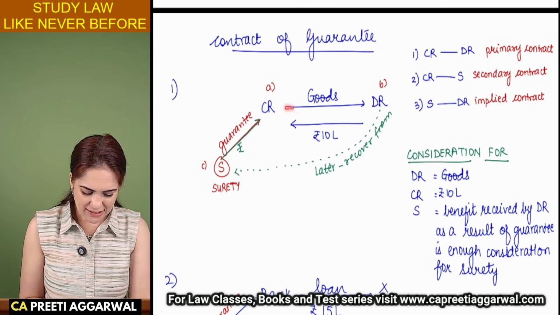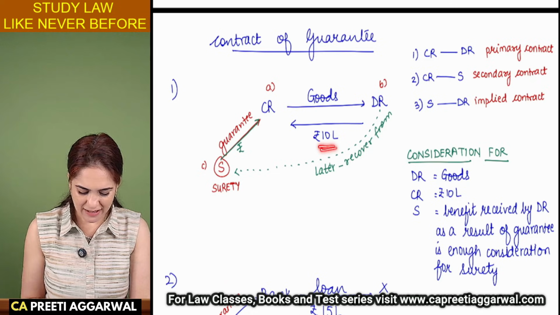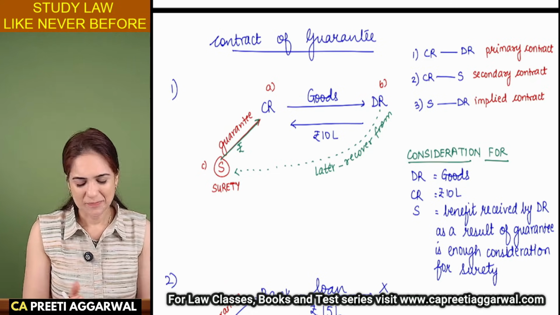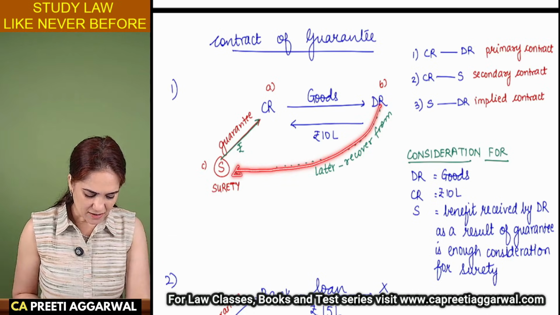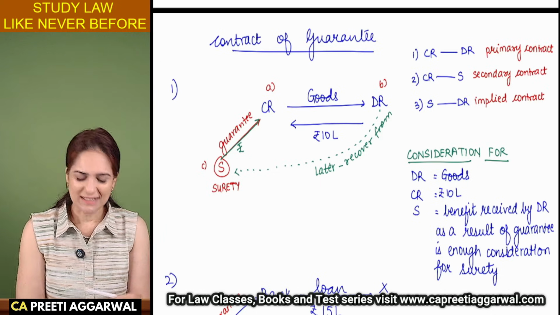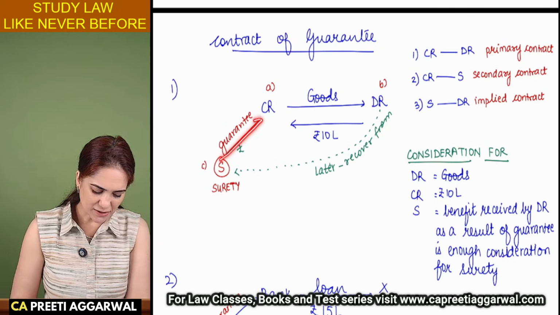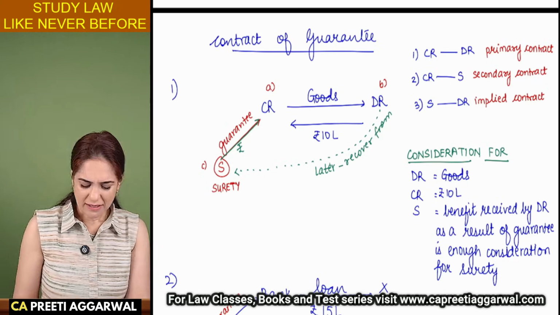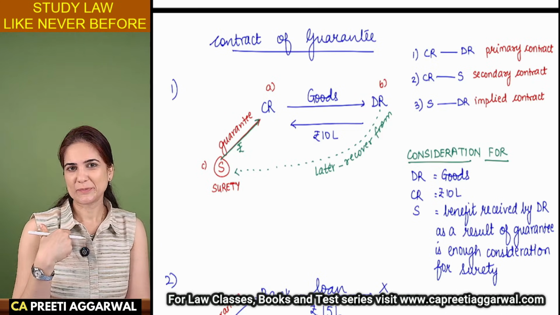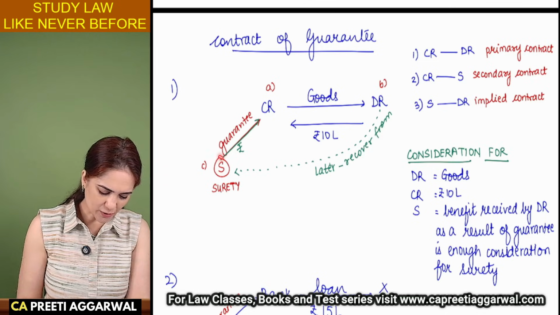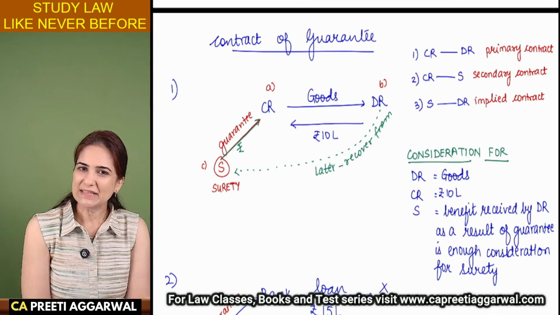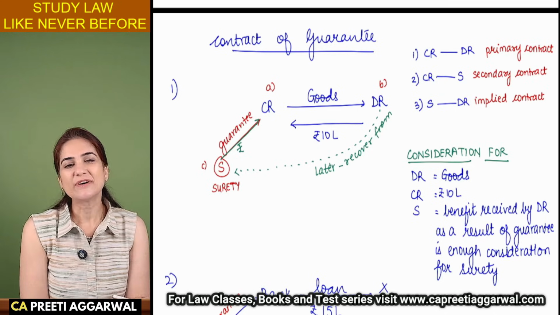So the creditor agrees to sell goods worth rupees 10 lakh to the debtor, provided the debtor provides a guarantee. So the debtor tells his friend, will you give a guarantee on my behalf? S agrees. So S gives a guarantee to the creditor. Don't worry, the debtor will pay. If he defaults, I will pay. This is known as a contract of guarantee.